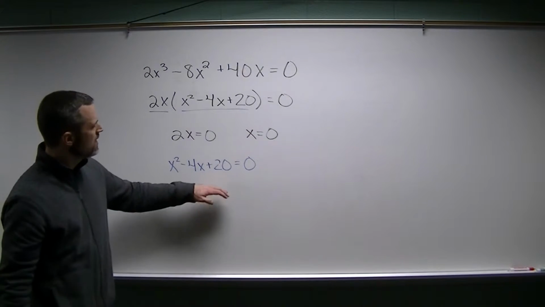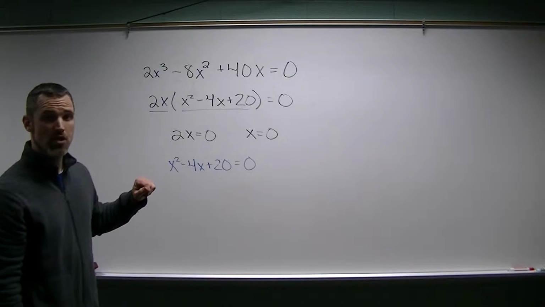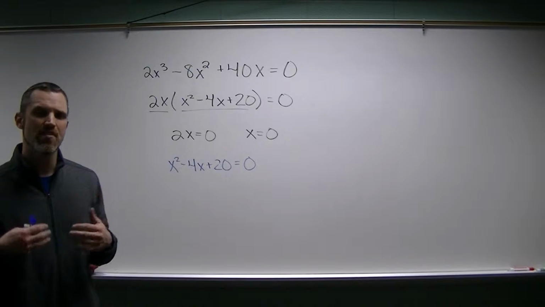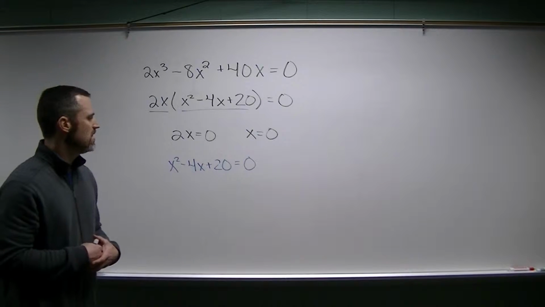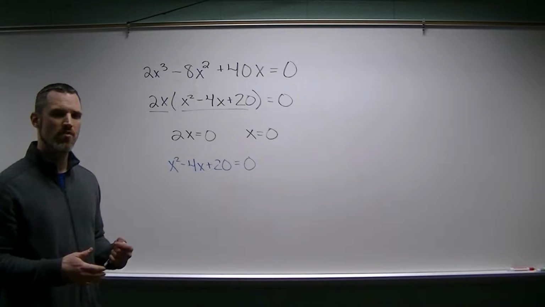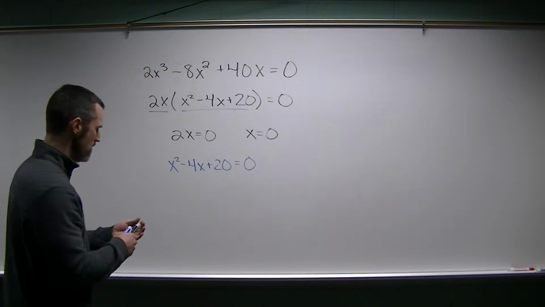So when I look at this one, I'm looking for numbers that multiply to make 20 and add to be -4. And I don't see any. I can't think of any quickly. I could try. But the second method that I go to, if that one's not working, is the quadratic formula. So I'm going to go ahead and use that on this one.